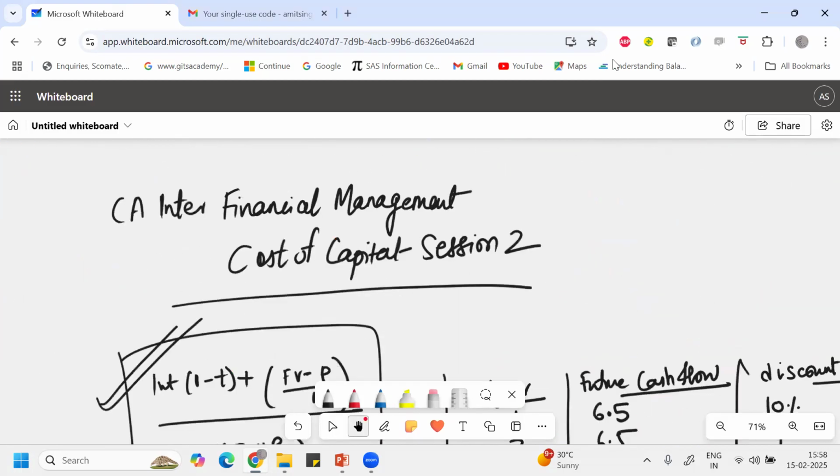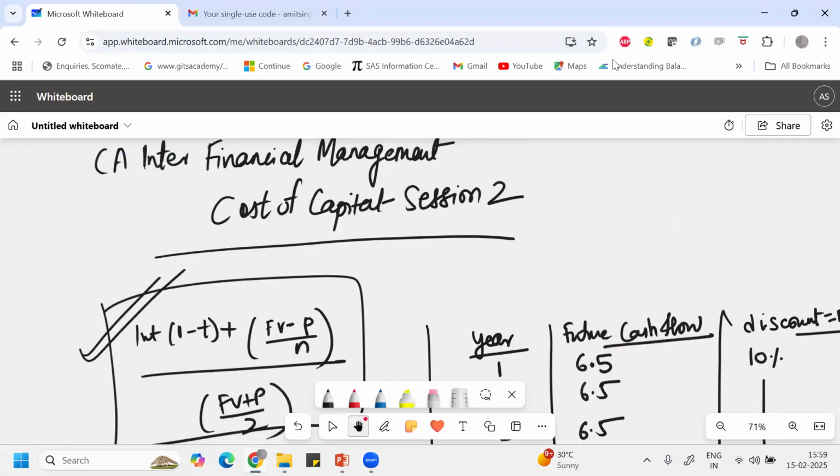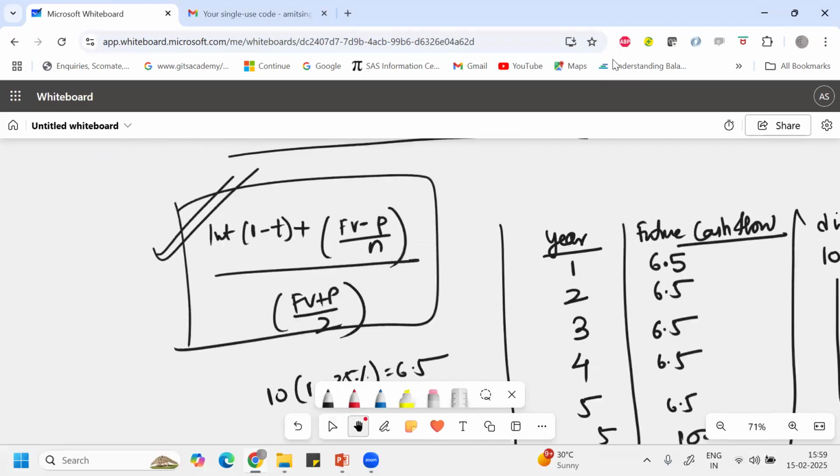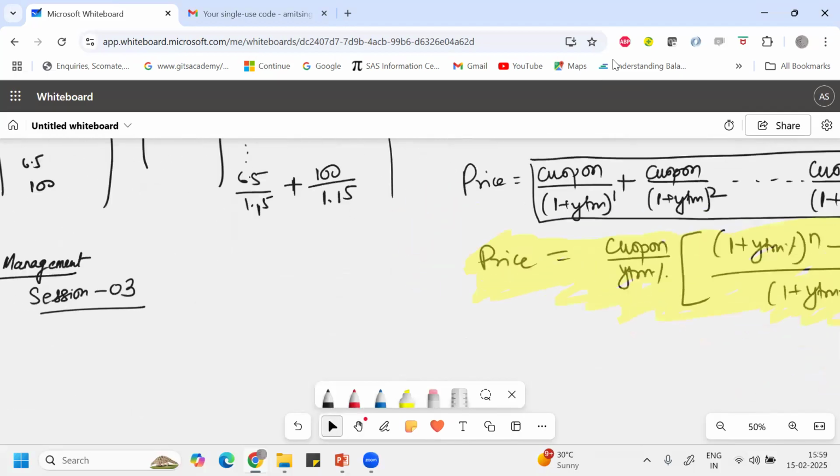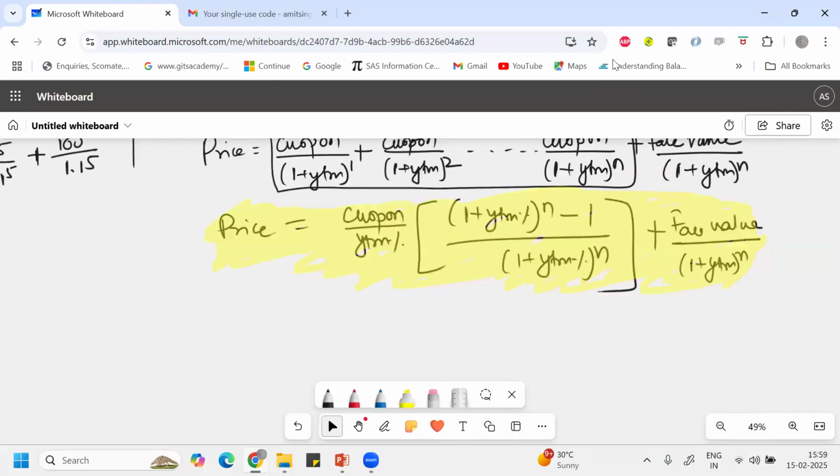Then we have discussed the calculation of redeemable and irredeemable cost of debt, how it can be calculated, either with the shortcut formula or with the approximation formula. We have discussed this formula. So here this YTM is nothing but the cost of debt.